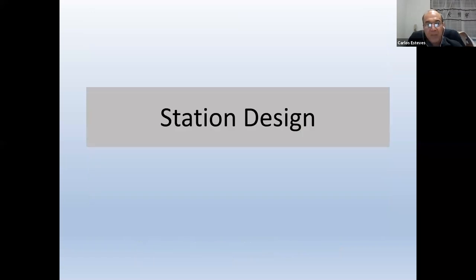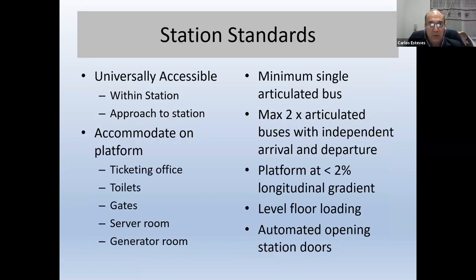So that was the right of ways. Now we're constructing the station design. Stations have to be universally accessible within the station, and walking to the station, we had to deal with the precinct as being universally accessible.